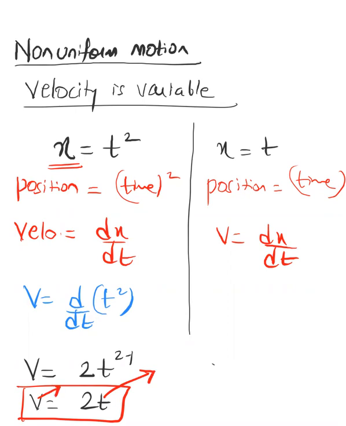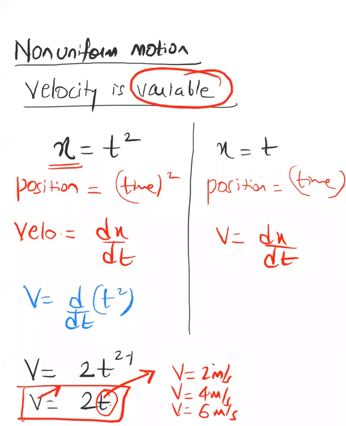If time is 1, velocity will be 2 meter per second. If time is 2 seconds, velocity will be 2 into 2, 4 meter per second. If time is 3 seconds, velocity will be 6 meter per second. It means that velocity is changing with the time. If velocity is changing with the time, that means velocity is variable. If it is variable, it is a non-uniform motion.